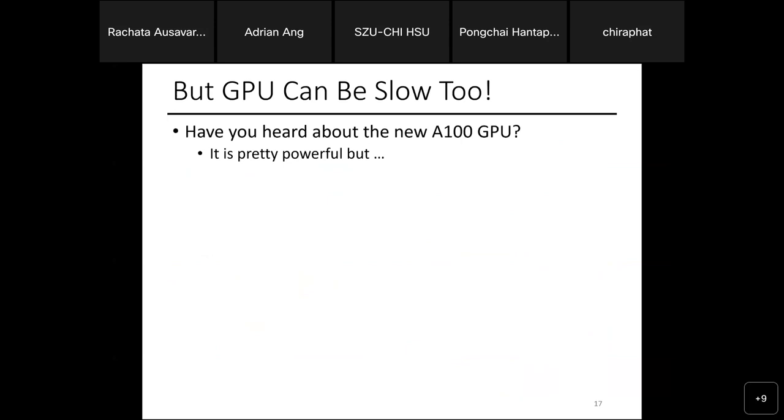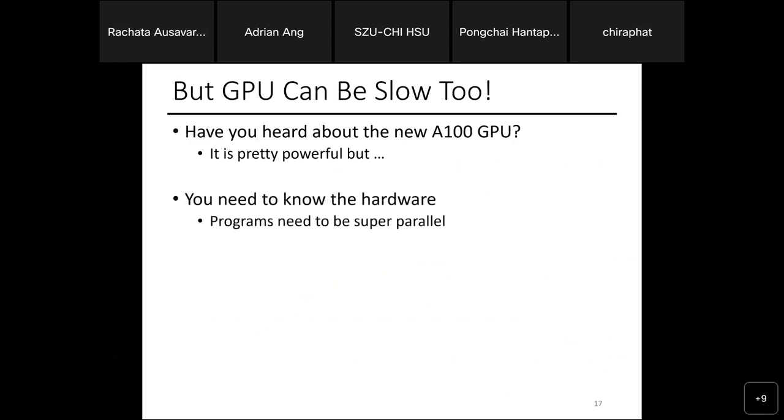But a GPU can also be slow if you don't know how it works. You've heard about the A100, it's not new anymore, it's been there for a while. The A100 GPU is really, really powerful, but if you don't know the hardware and you build a program that is not parallel at all, it's going to be slower than your desktop CPU. Why is that the case? It's not designed to run one thing at a time, it's designed to run 10,000 things at the same time. So you need to write your program accordingly. If you want to write a program, you better know the hardware. That's why this is a required course: I want you to know the hardware so that when you build a program, you roughly have an idea of what hardware you are running on.